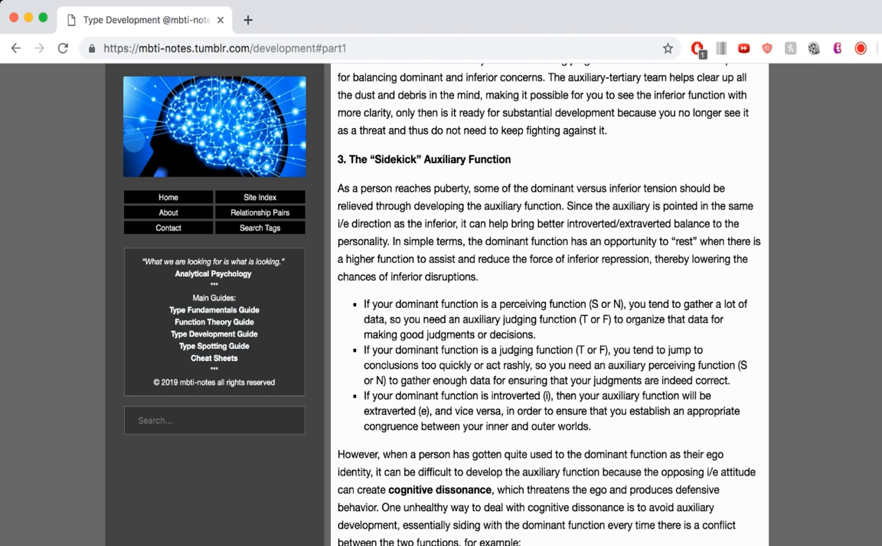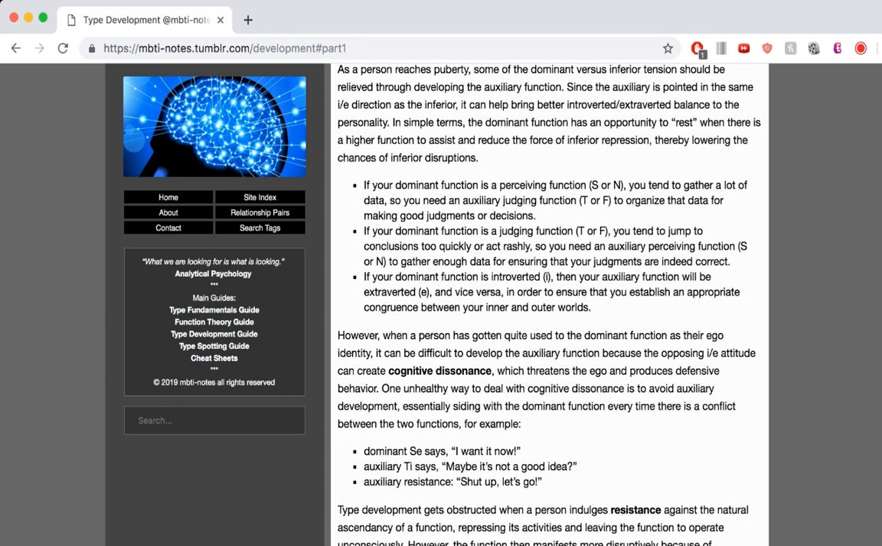Okay, next let's talk about your auxiliary function, which is your second function. This is called your sidekick function. So some things to note. If your dominant function is a perceiving function, then you generally need to gather a lot of data, and you have to balance it out with a T or an F. So this is typically how it will work. If you have an S or an N as your dominant, you'll also have an S or N as your inferior, and your middle two functions will be T and F.